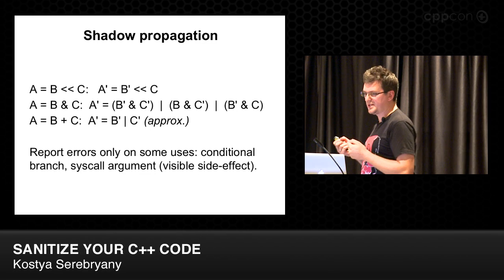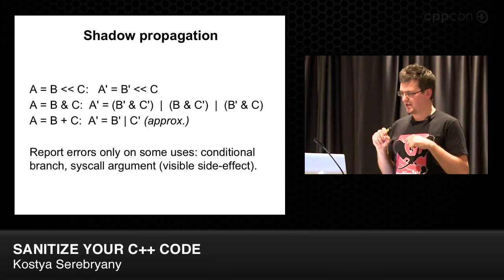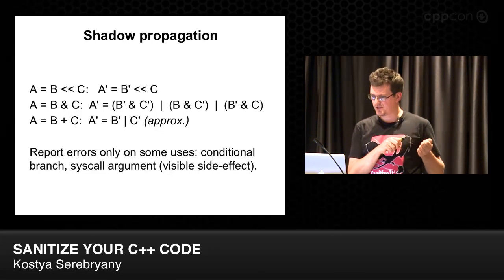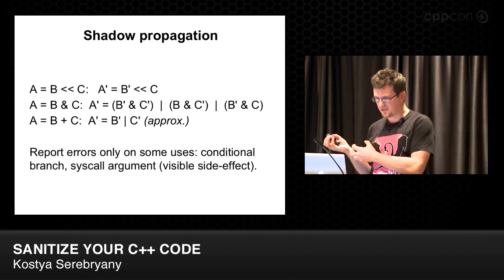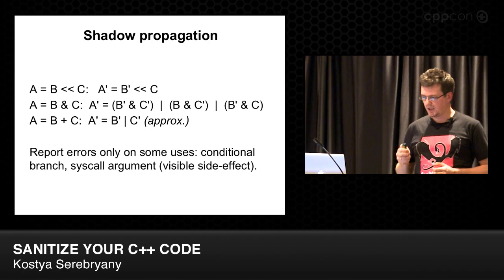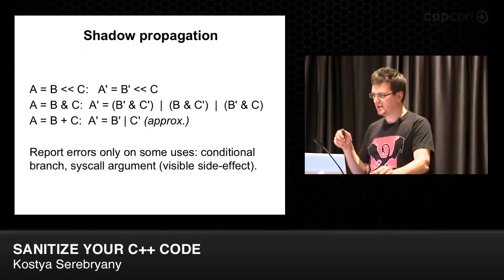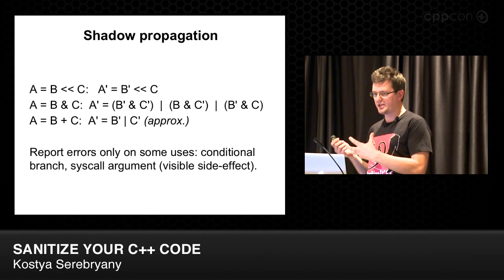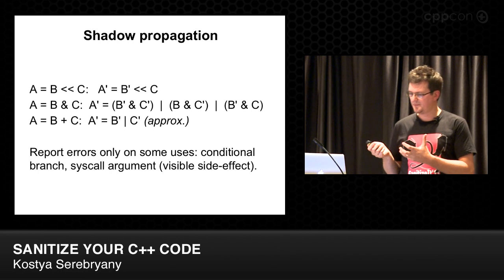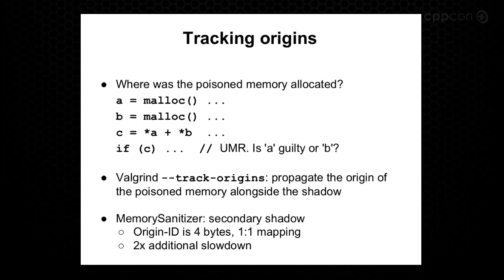When we do bitwise AND, we do an even more complicated operation, because bitwise AND may actually clear something that has been uninitialized. So now it is initialized even though the operation was done on uninitialized bits, and so on. And we report an error only on some of the uses where this is actually a real bug, like a conditional branch, when you use uninitialized bits for computing the PC, or when you pass the uninitialized bits to a system call. Otherwise, if uninitialized bits have any visible side effect on the program.